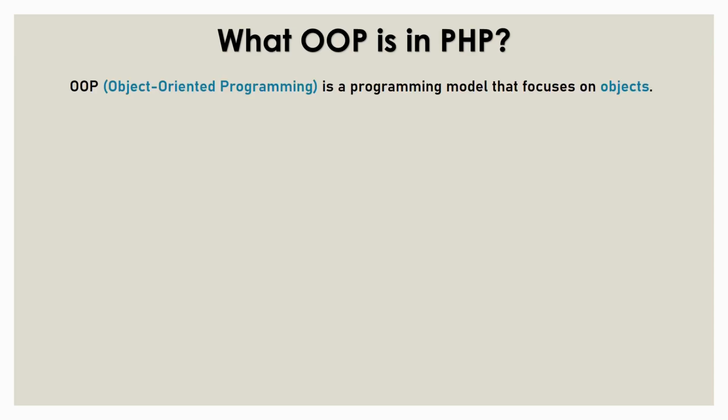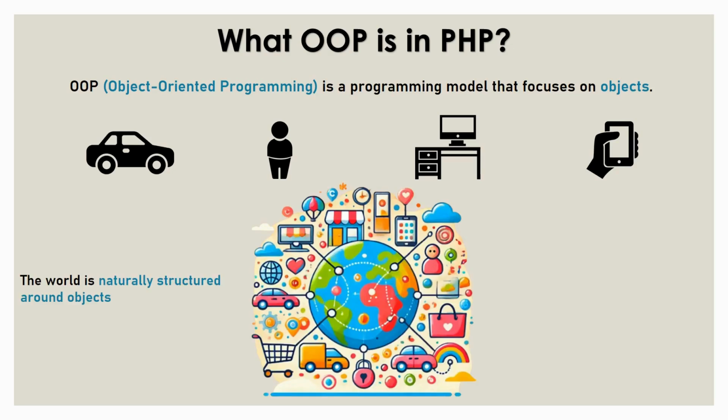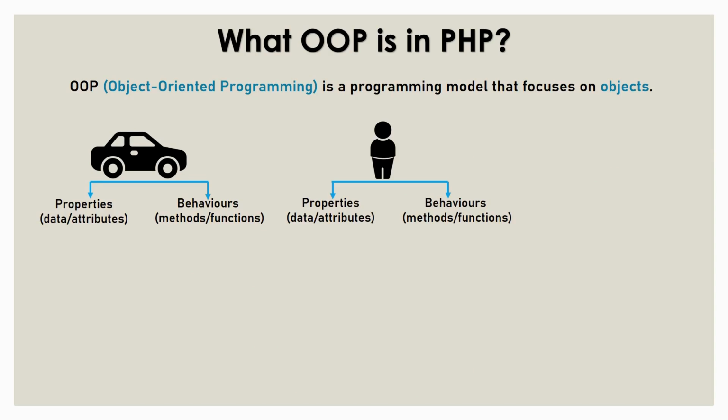OOPS, Object-Oriented Programming, is a programming model that focuses on objects. An object can be anything, like a car, a person, a table, a mobile phone, or anything else. The world is naturally structured around objects, and each object has its own properties and behaviors. For example, a car's properties are brand, color, speed, and fuel type, and behaviors are start, accelerate, brake, and refuel.